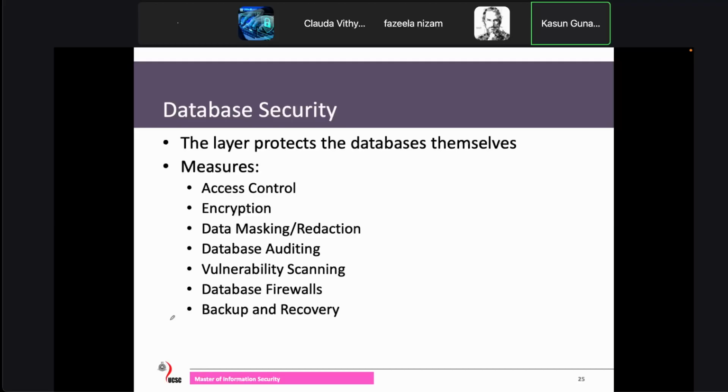So the database layer, it's the database itself. This layer protects the databases themselves. Measures that we can take are basically starting with access control and then encryption, data masking and redaction, auditing scenarios, vulnerability scanning, and also we can bring database firewalls. Those are specialized firewalls that monitor and control SQL traffic. And finally, backup and recovery features.